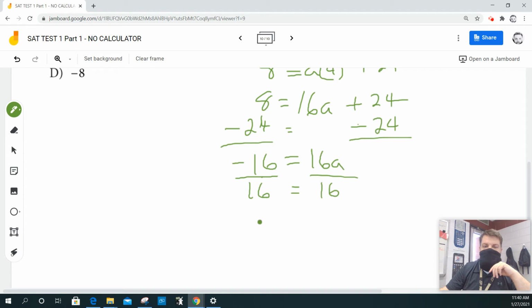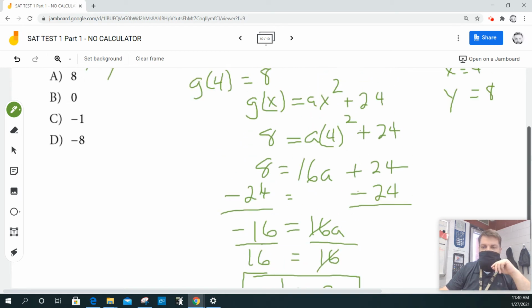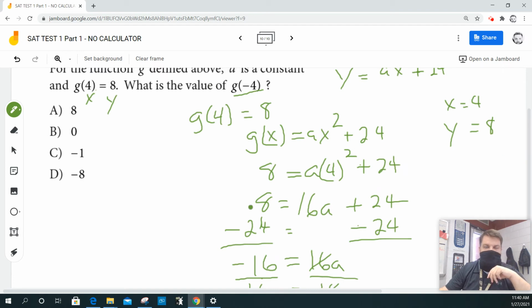Negative 16 divided by 16 is negative 1. This is 1. 1 times a is just a. In other words, a is equal to negative 1. Now, if you're not paying attention, you might just hurry up and circle a. But the question says, what is the value of g of -4?